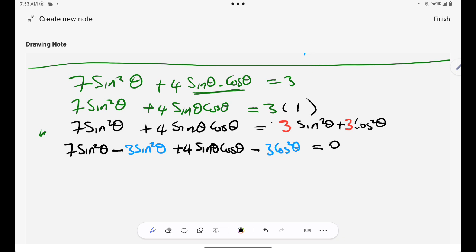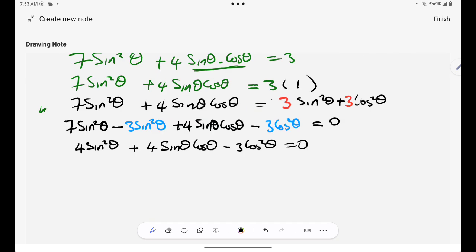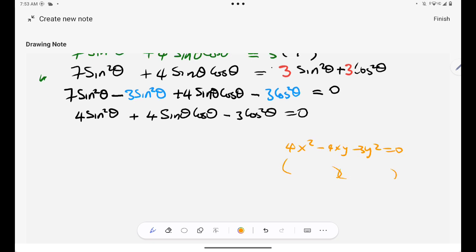7 minus 3 will give me 4 sine squared theta plus 4 sine theta cos theta minus 3 cos squared theta is equal to 0. Are you together? This thing is factorizable. Just take it as if you are dealing with 4x squared plus 4xy minus 3y squared is equal to 0. To factorize this thing is just simple.